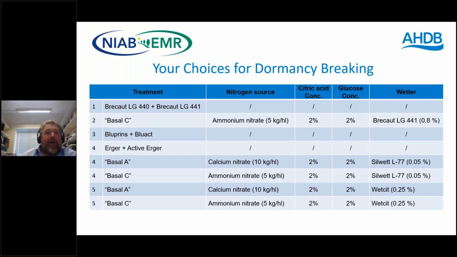And I have to admit, if I was using anything, I'd be using the Basal C with ammonium nitrate with the Silhouette. Everything's readily available. They're nice, easy products to get your hands on and easy to work with and give good results.